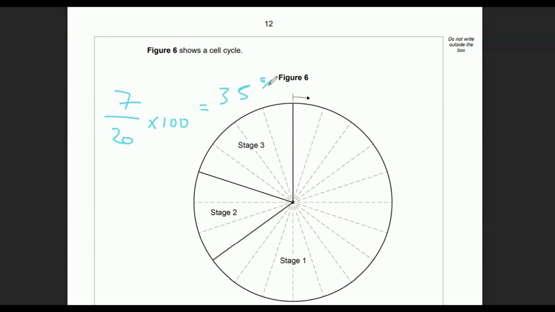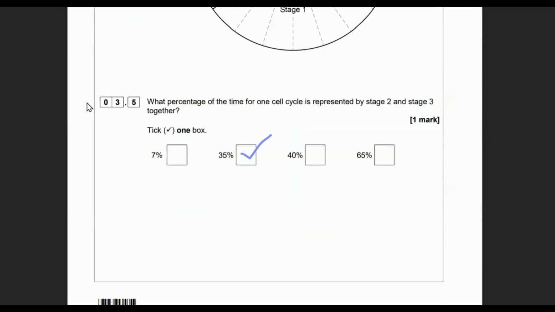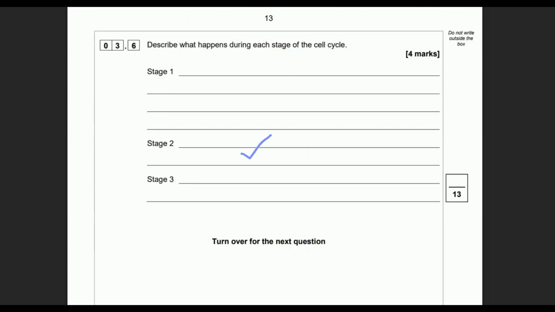35% is represented by stage two and three. These bad boys are 35%. Okay, let's zing down. So the correct answer, folks, was this one, which was 65%, stage one.